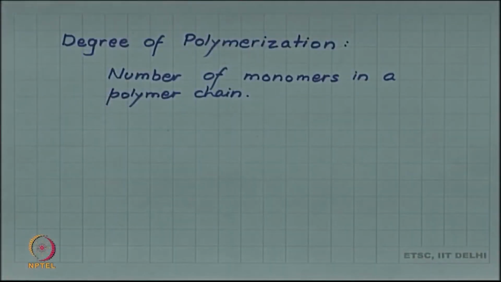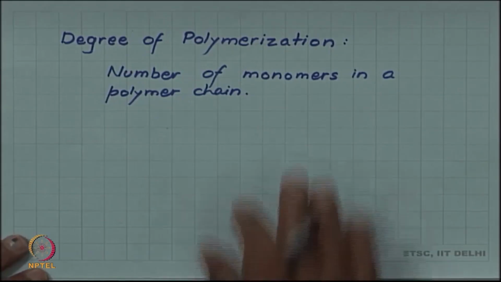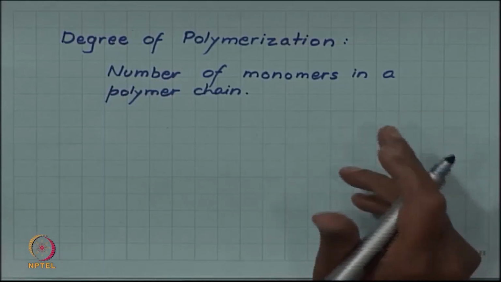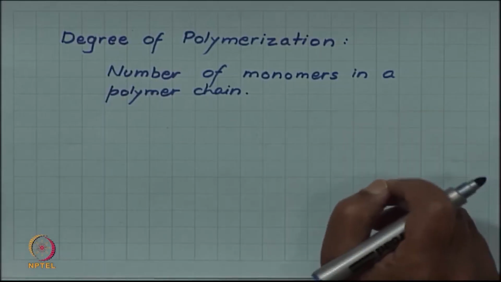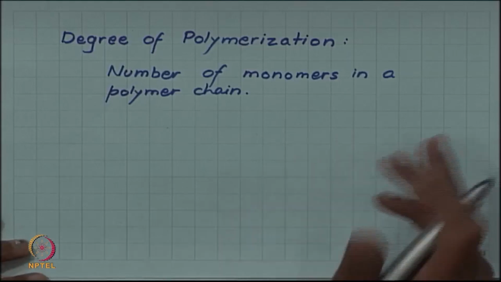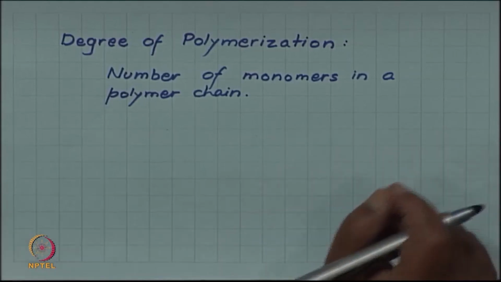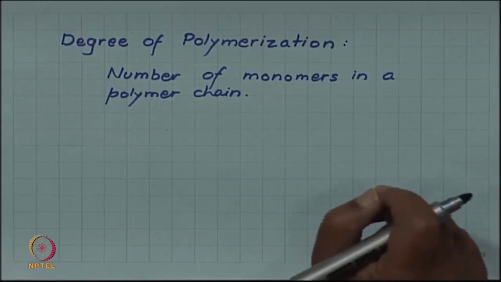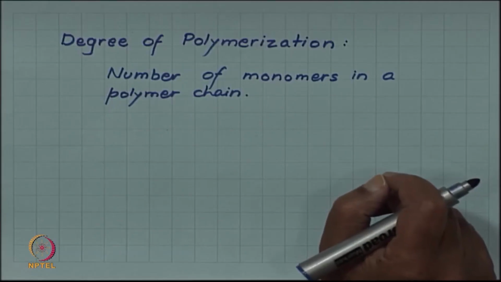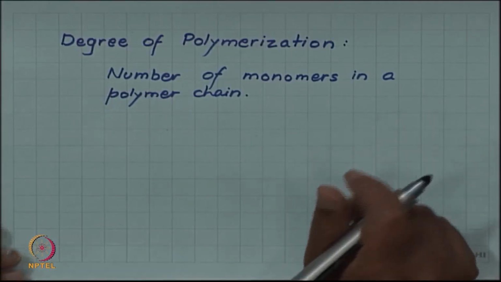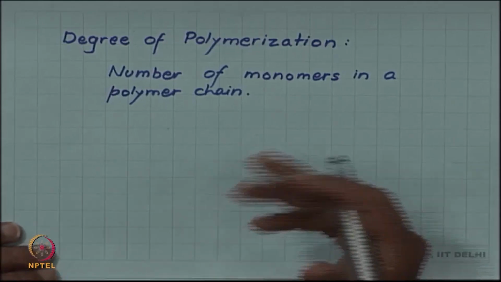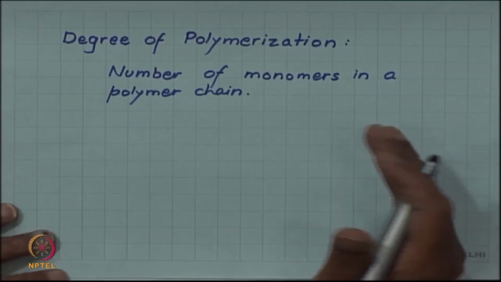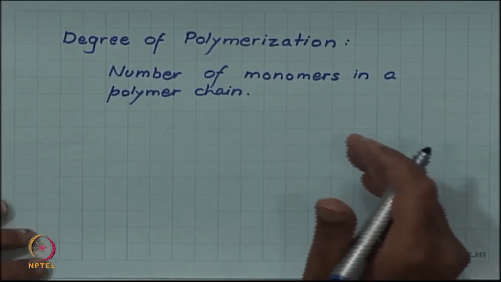There is also a term, degree of polymerization, which is the number of monomers in a polymer chain. This tells us how long the polymer is. Many of the properties of a polymer depend upon the length of the polymer chain, or the degree of polymerization. Of course, every single chain will have a degree of polymerization, and the degree of polymerization of a polymer sample will be an average of the degree of polymerization of different chains within that polymer.